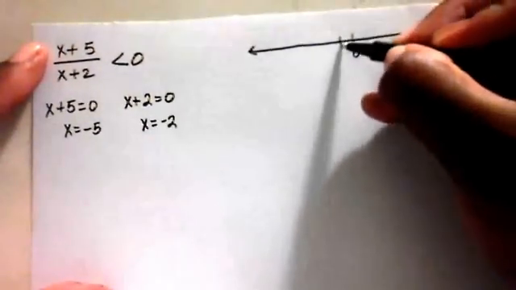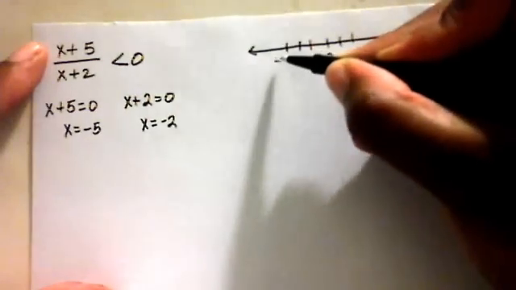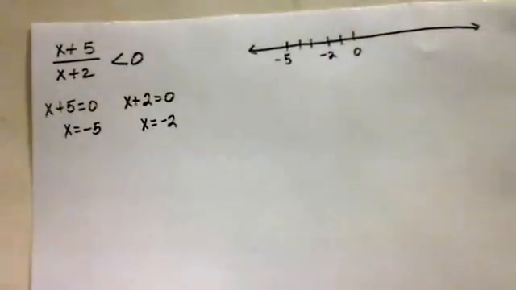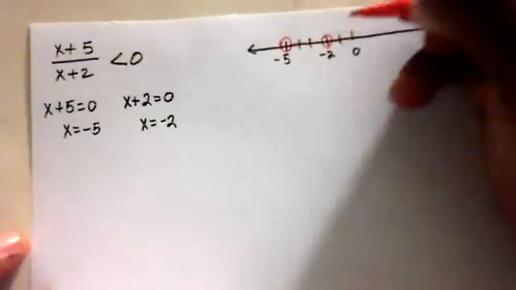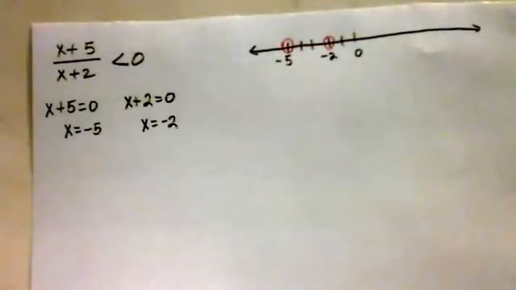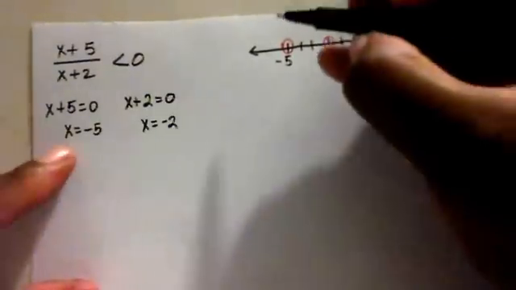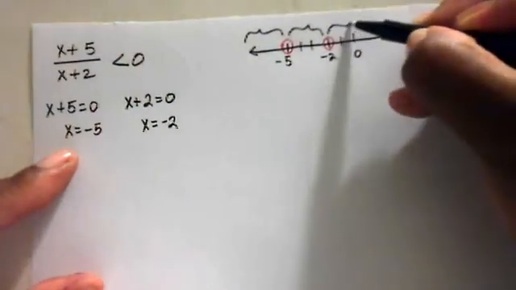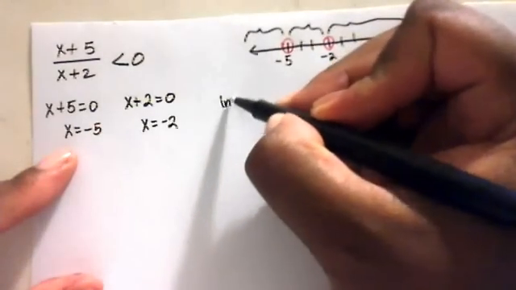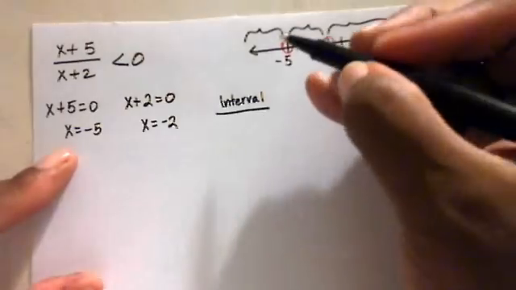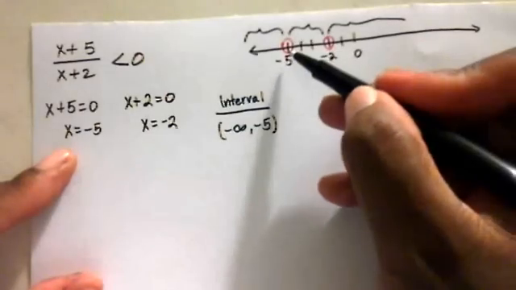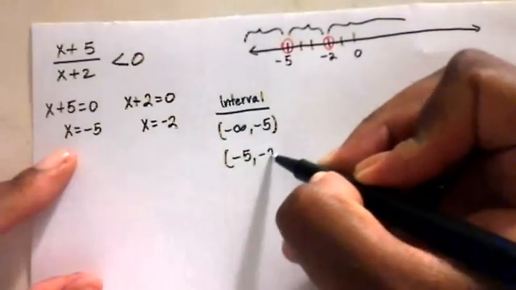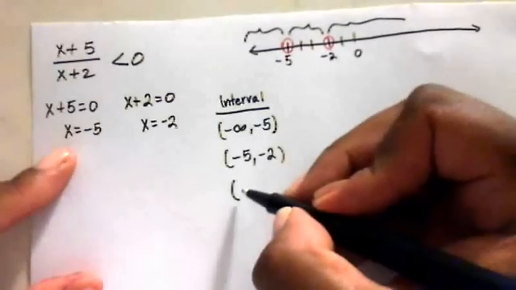Let's see, here's negative 2. That's negative 5. And I'm drawing empty circles at negative 5 and negative 2 to show that those two values are not included in this solution set. So in this case here, we have 3 different intervals. Here's 1, 2, and then 3. The first one's from negative infinity up to negative 5. And then the next one's from negative 5 to negative 2. And then the last one's from negative 2 all the way to infinity.